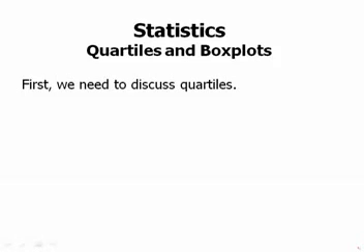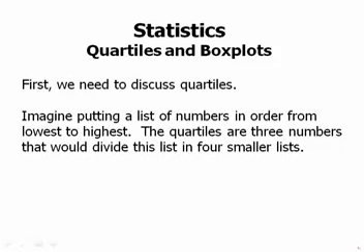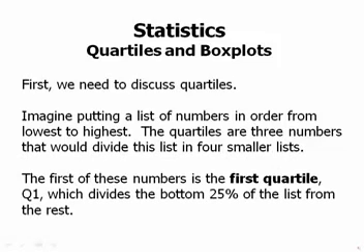Quartiles and boxplots. First, we need to discuss the issue of quartiles. What exactly are quartiles of a distribution? Imagine putting a list of numbers in order from lowest to highest. Of course, the middle number on that list would be the median. We've already talked about that. The quartiles are three numbers that would divide this list into four smaller lists, four equally sized lists. The first of these numbers, the first quartile, Q1, divides the bottom 25% from the rest of the list. So it marks off the lower quarter from everyone else.